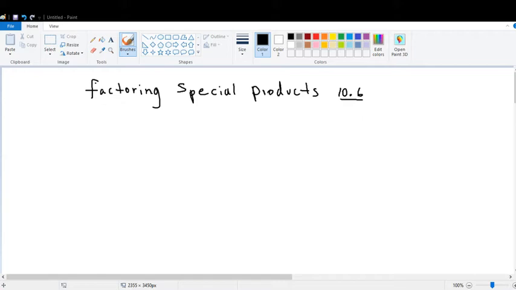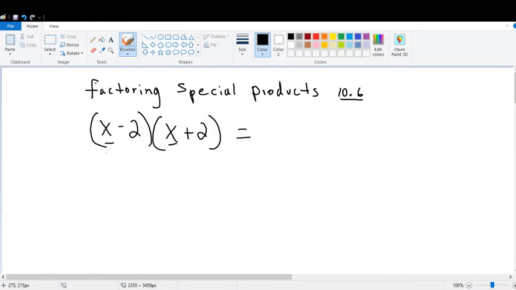So from last week we had something like this. We had x minus 2 times x plus 2. When the first two variables are the same, we end up with x squared, and when these two numbers are opposites, we end up with minus 4. And this is going to be the case all the time.